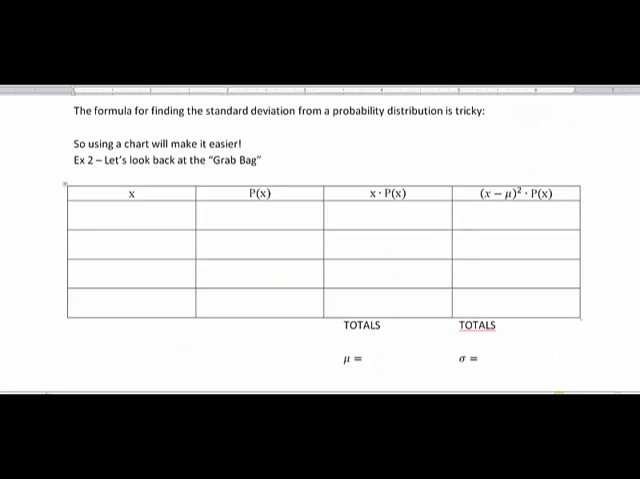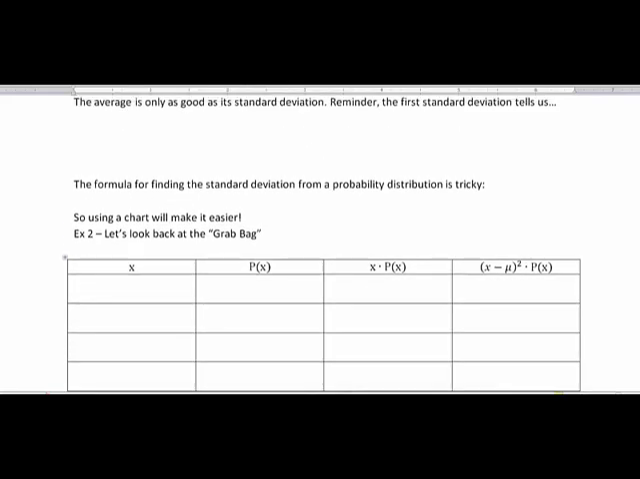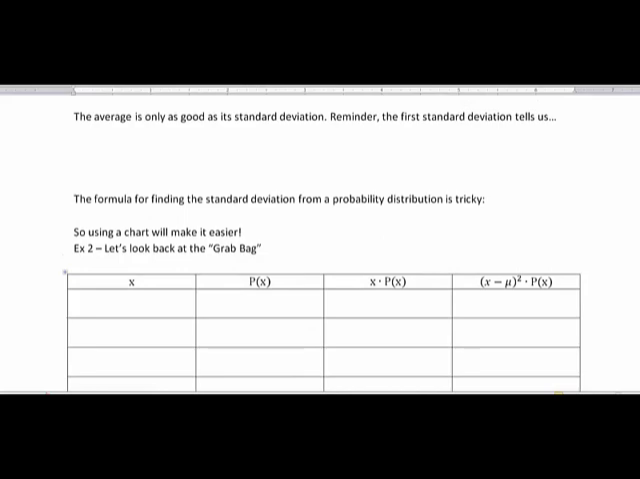So to continue on, we are going to take a look at this grab bag problem, and we're going to apply the standard deviation part of this formula. Now, the reason why we are going to look at the standard deviation is because we need to know how good our average is. Because as it says here, the average is only as good as its standard deviation. One of the things that you should probably realize, since we've been through some of our earlier statistics, is that if someone gives you an average without a standard deviation, that's probably not really good statistics.